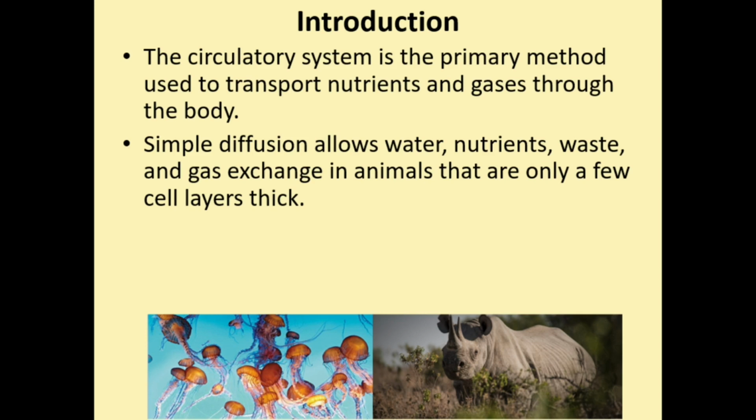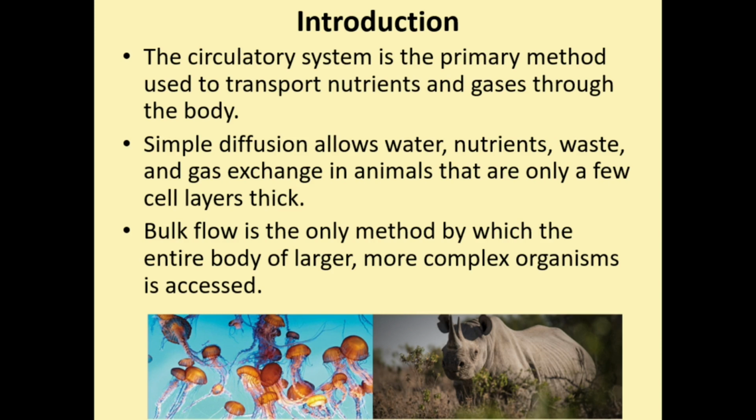But as you start to get more complex and you get larger, you need to start moving things around a larger area. So bulk flow is the only method by which the entire body of larger, more complex organisms can be accessed. So obviously we've got the picture of the rhino there as a good example of a large animal that has a large complex body, and you've got lots of different parts of that body, but all parts require oxygen. They're producing waste products that need to be collected. They require nutrients.